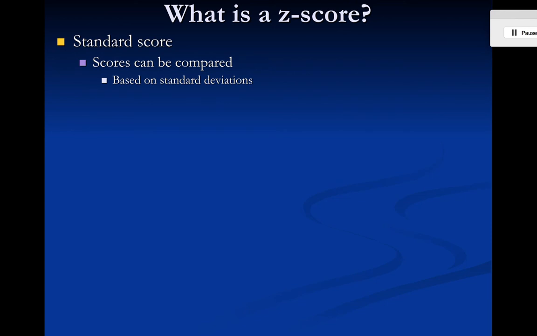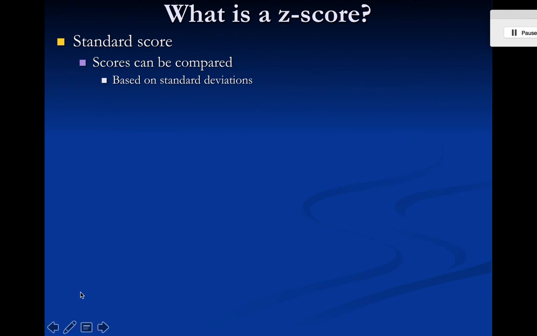A z-score is actually what we call a standard score. Why is it called a standard score? It's a standard score because we essentially are standardizing everyone's score. So we're making everyone's score equal in terms of standard deviation and in terms of the average. In other words, to calculate someone's z-score, we're going to have to know what their average is, and we're also going to need to know what their standard deviations are for that specific distribution.